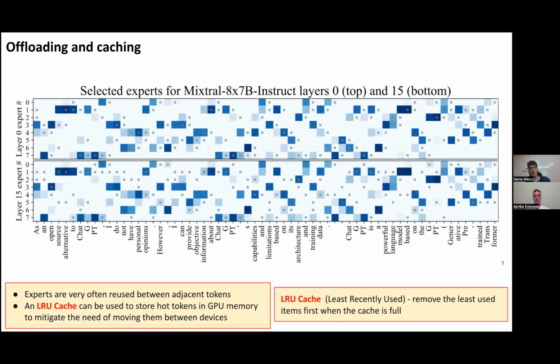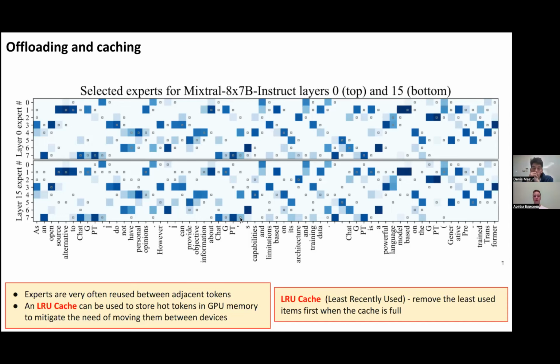So let me explain the diagram that is on the slide right now. On the x-axis, you have different tokens, and on the y-axis, you have different experts. And the blue squares show you the gating function activations. So on the token chat, the 15th gating layer chose the 5th and the 7th expert. And as you can see, experts are often reused between adjacent tokens. You can see it here, you can see it here, you can see it here.